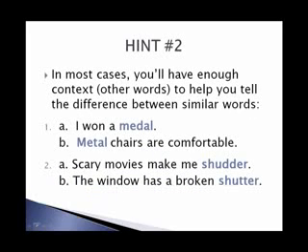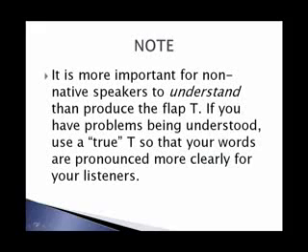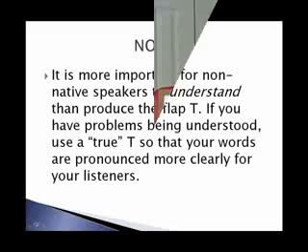Here's the second hint. In most cases, you'll have enough context or other words to help you tell the difference between similar words. Examples: 1. Sentence A. I won a medal. Sentence B. Metal chairs are comfortable. 2. Sentence A. Scary movies make me shudder. Sentence B. The window has a broken shutter. Note: it is more important for non-native speakers to understand than produce the flap T. If you have problems being understood, use a true T so that your words are pronounced more clearly for your listeners.